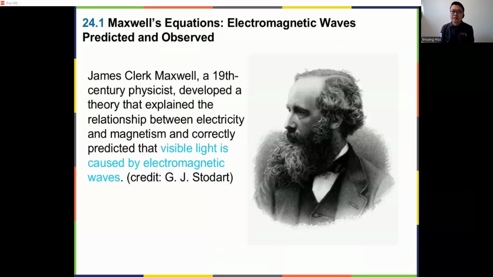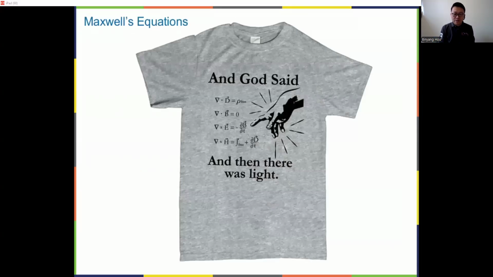So it was in the 19th century that James Maxwell developed a theory that explained the relationship between electricity and magnetism and predicted that visible light is also an electromagnetic wave. We'll take a quick look at the equations that he developed. He actually developed those differential equations, which we will not go into detail on, but those describe the relationship between electricity and magnetism. And also that light is an electromagnetic wave.